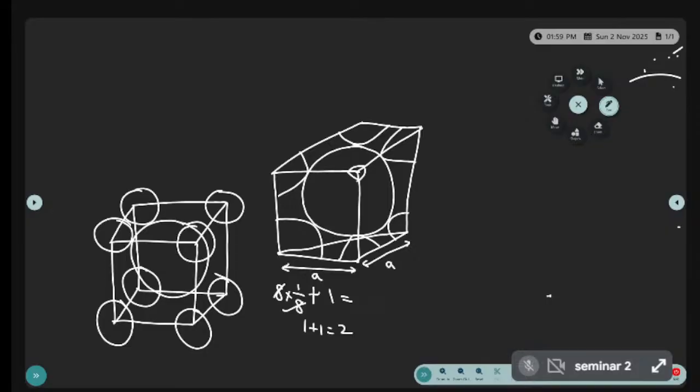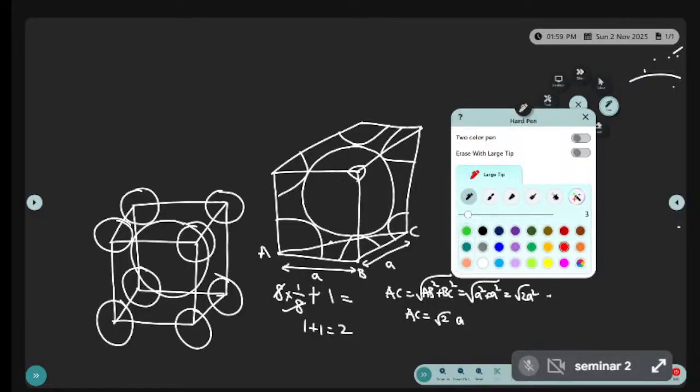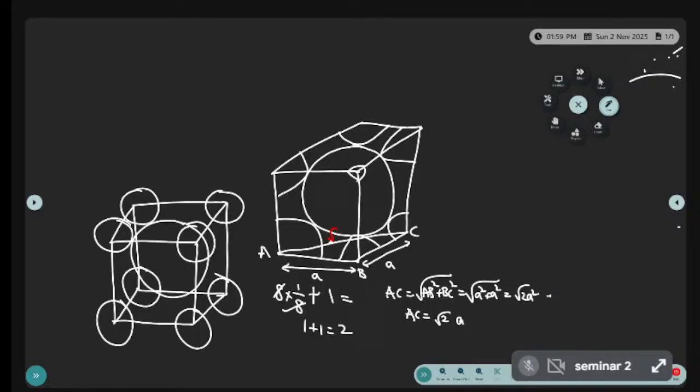Apply the Pythagoras theorem. If I say this is A, this is B, this is C, what is AC? Under root of AB square plus BC square, which is equal to under root of A square plus A square, which is equal to root 2A square, which is equal to root 2A. So this is root 2A.